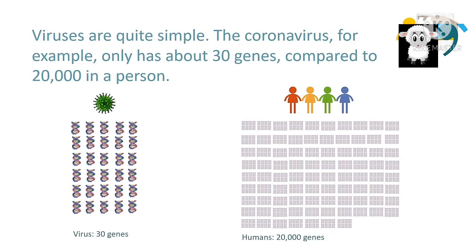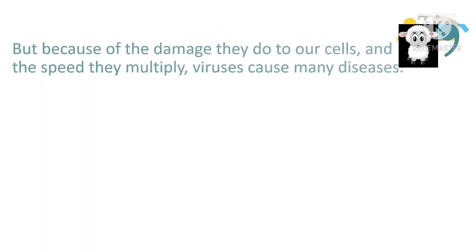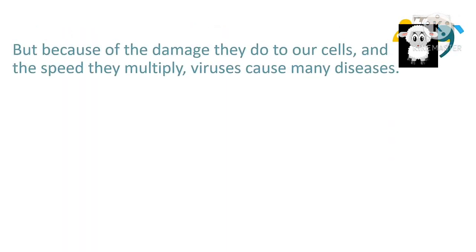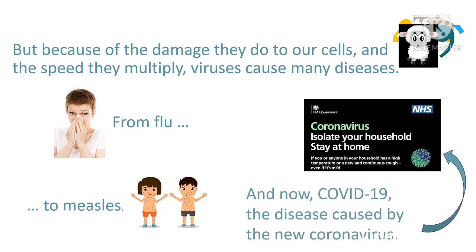Viruses are quite simple. The coronavirus, for example, only has about 30 genes, compared to 20,000 in a person. But because of the damage they do to our cells and the speed they multiply, viruses cause many diseases, from flu to measles, and now COVID-19, the disease caused by the new coronavirus.